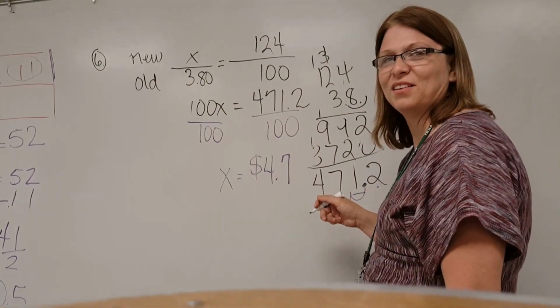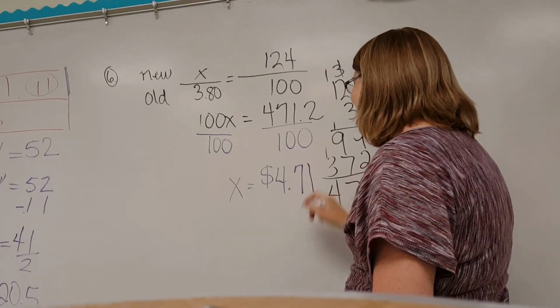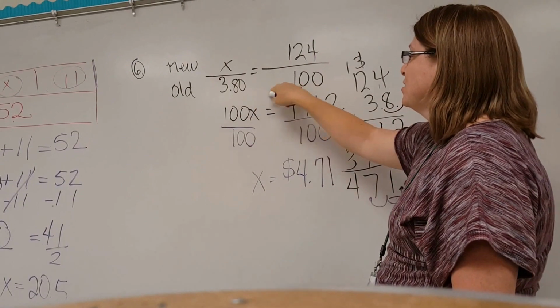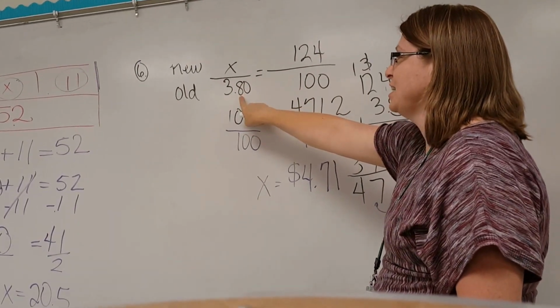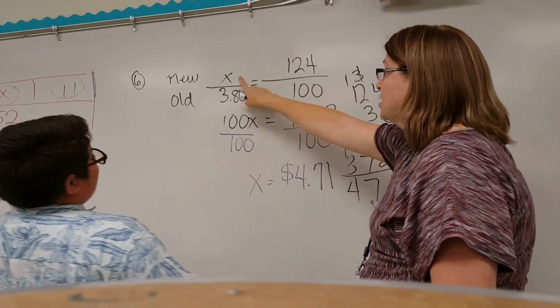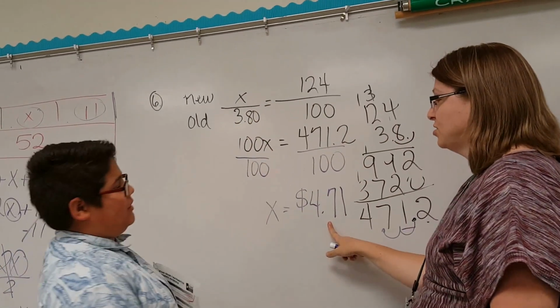Did you just put that out? It slipped. Sure did. So the old price, or the price that it is now, is 100% of the cost. It's $3.80. The new price, or 124% of the cost, is going to be $4.71.